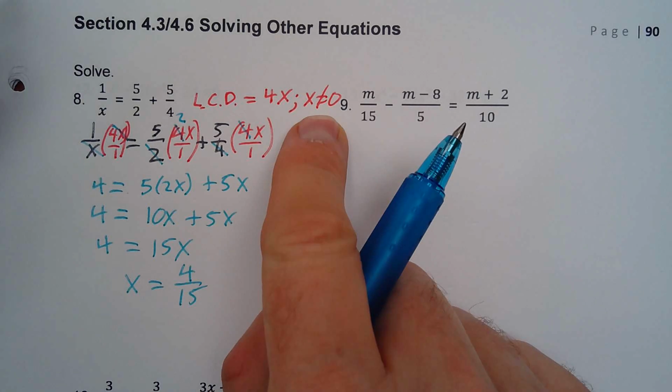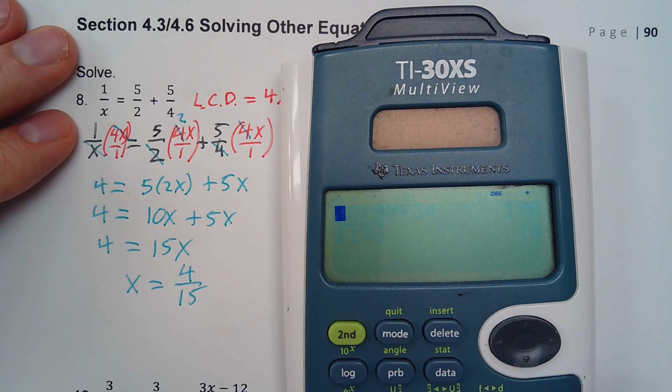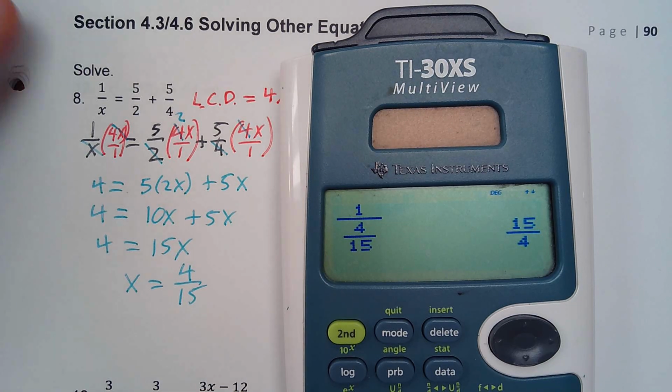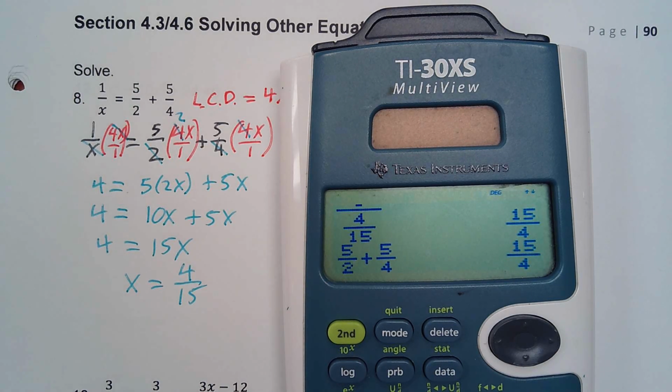Now again, if I wanted to check this, I would do this on a calculator. So if I do my fraction key 1, I'm going to do a fraction key down here too, 4/15. So that's 15/4 on the left side. And then I'm going to do 5/2 plus 5/4. Gives me the same thing. So that's how we would check it.